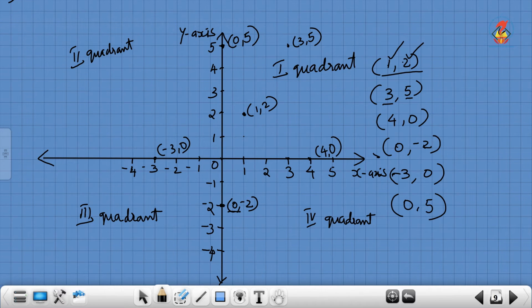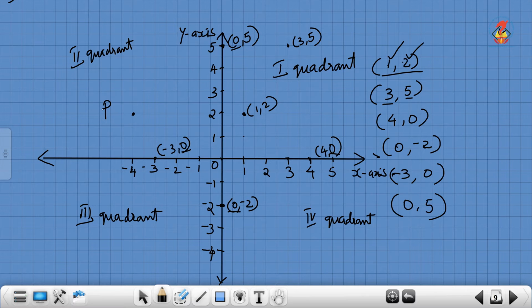Here x coordinate 0, that means the points lie on the y axis. Y coordinate is 0, that means the points lie on the x axis. Here this point represents P. How can you find out its x coordinate and y coordinate?